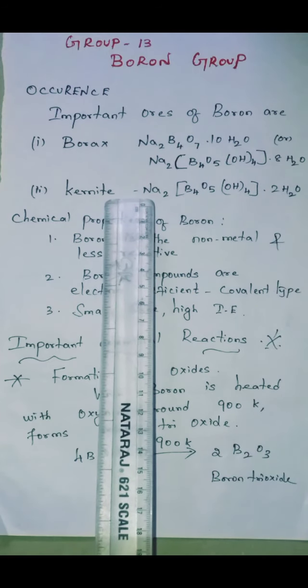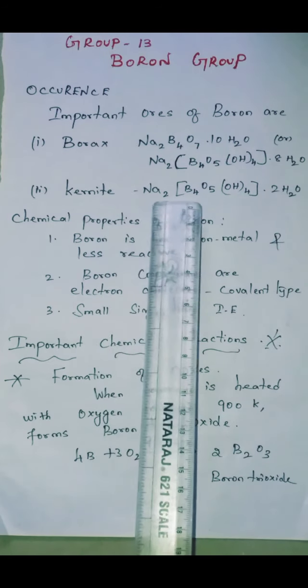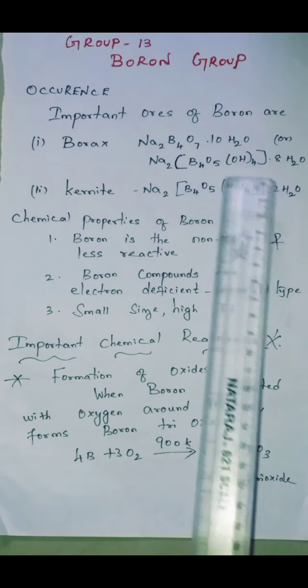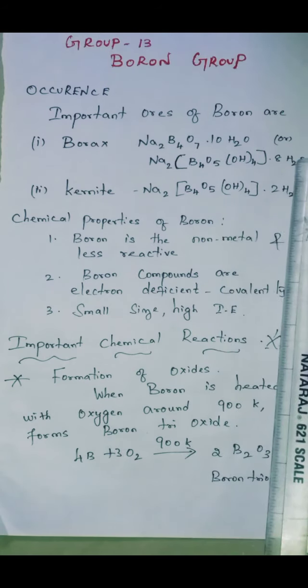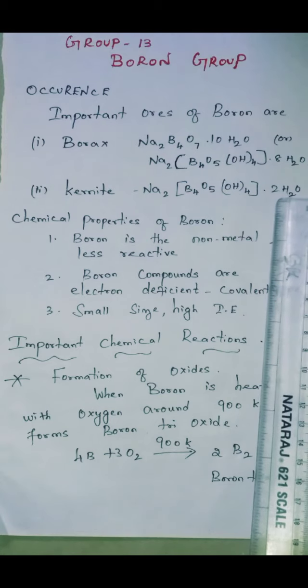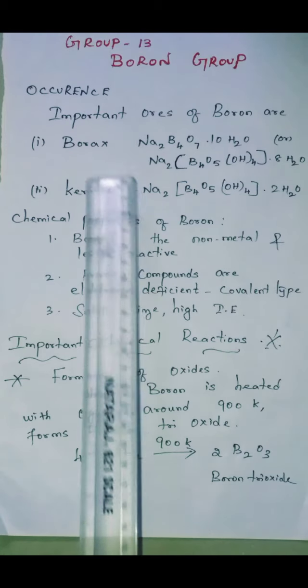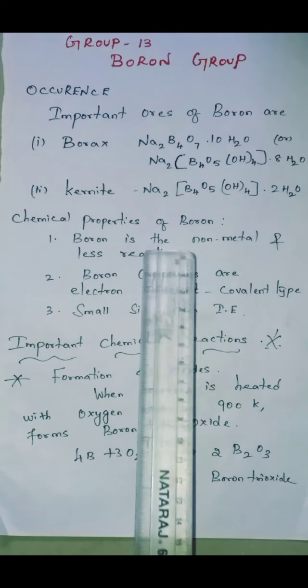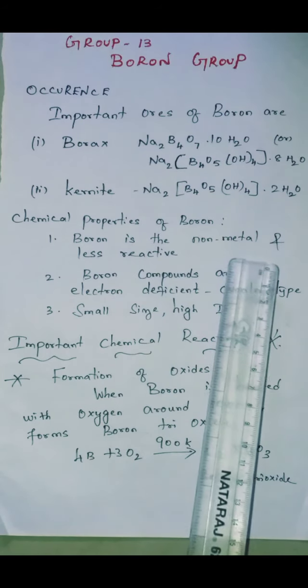Then the second important ore is kernite. Na2B4O5(OH)4, the same formula, but instead of 8H2O, if it has 2H2O, it is called kernite. So these are the two important ores of boron. Now we are going to see the chemical properties of boron.